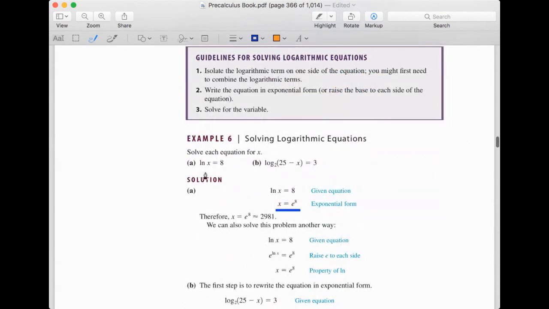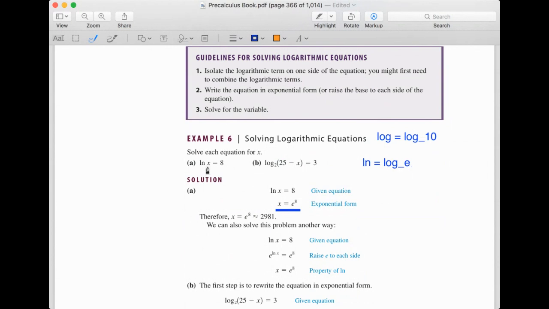Let's see some examples. In part a, we have ln x equals 8. ln means log base e. Sometimes we see only log. If we only see log, that means log base 10. Log base 10 is called a regular log. Log base e is called a natural log, because e is called a natural number. So ln means log base e.